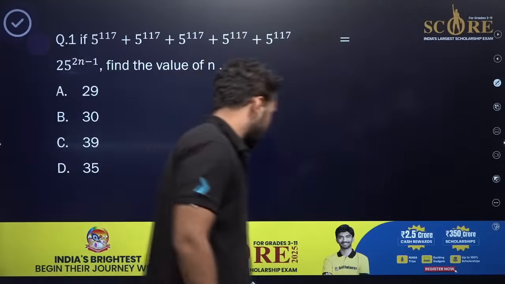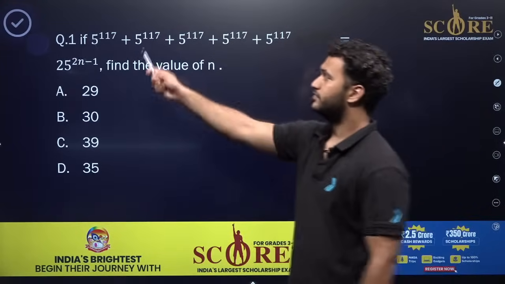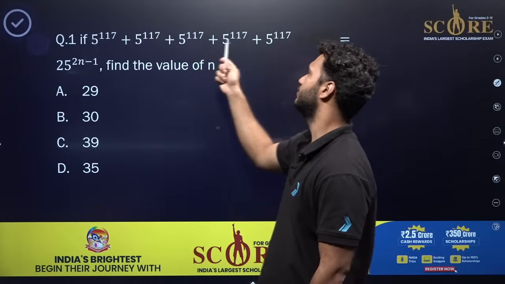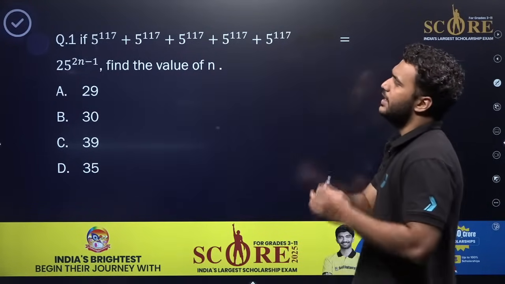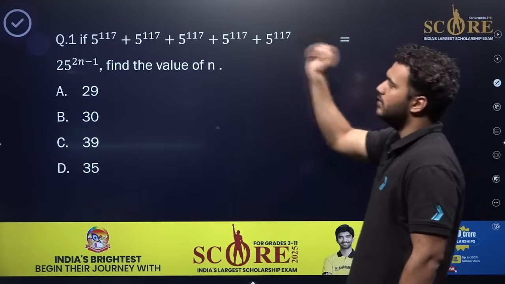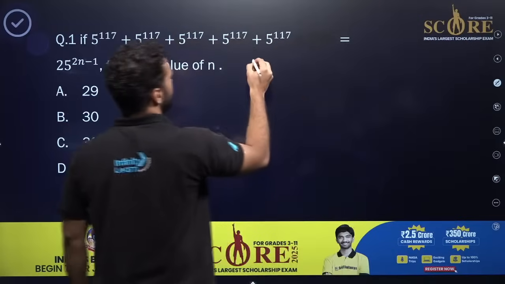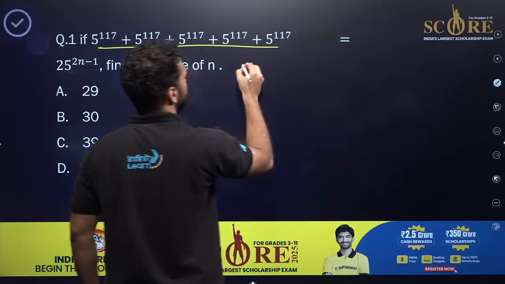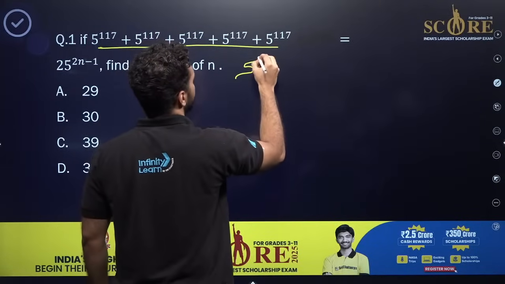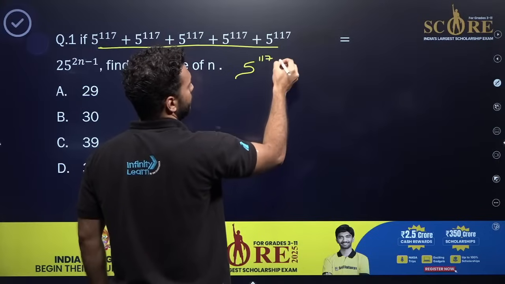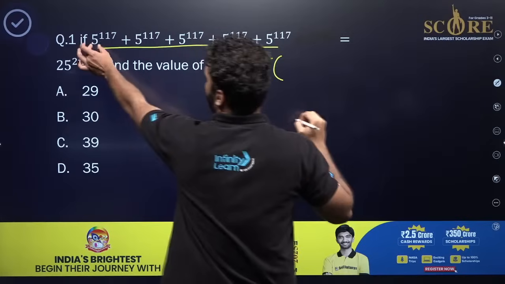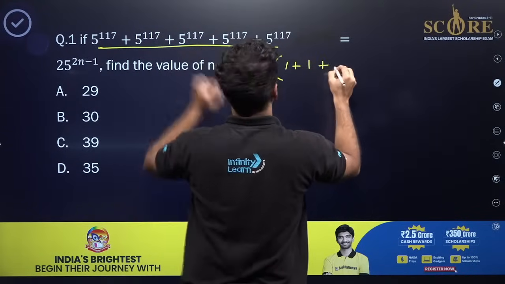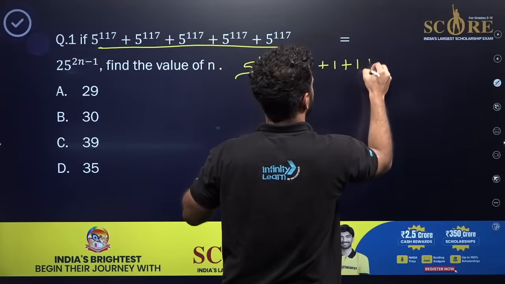Let's take the first question. The first question says 5 to the power 117 plus 5 to the power 117, 5 to the power 117, 5 to the power 117, 5 to the power 117. Can I take 5 to the power 117 as common? If I take 5 to the power 117 common, what will I get here? Sir, 1. Here? Sir, 1. Here? 1 plus 1, sir, plus 1.